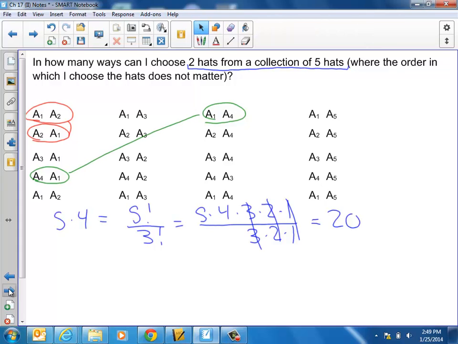Notice, you could go through the table and verify this: for every unique selection of hats, the first and the second, there are duplicates. You have 2 versions of that same unique selection of first and second. You have 2 versions of that same unique selection of first and fourth, right? So what do we do with those? Well, we divide them out. We don't truly have 20 different unique hat selections where order doesn't matter.